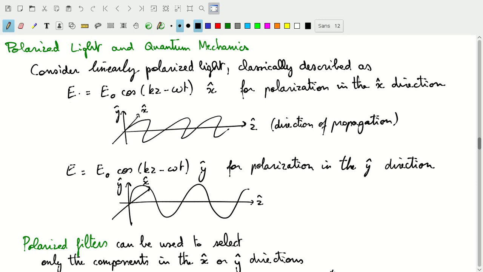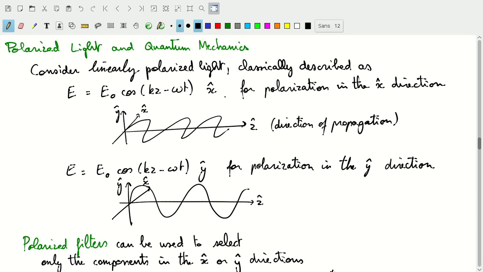electric field vector pointing in one single Cartesian direction, x here, where we propagate our electromagnetic wave in the z direction. So if our wave is propagating in the z direction, then our electric field is here only in the x direction, in the xz plane. This is for a polarization in the x direction.